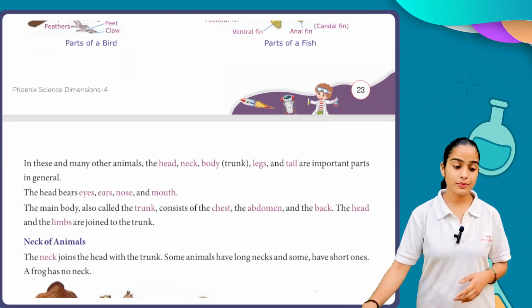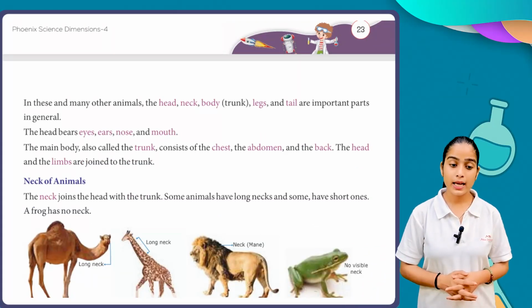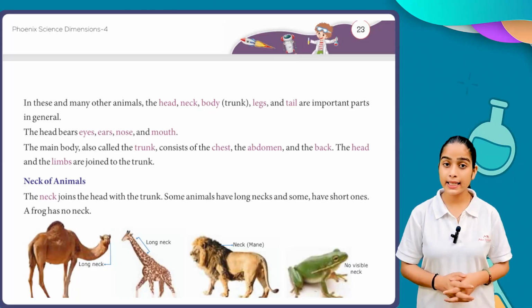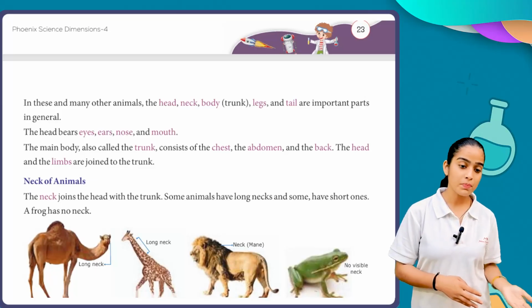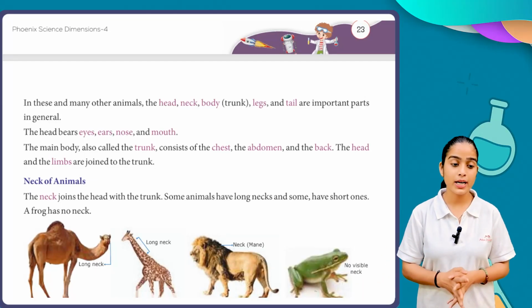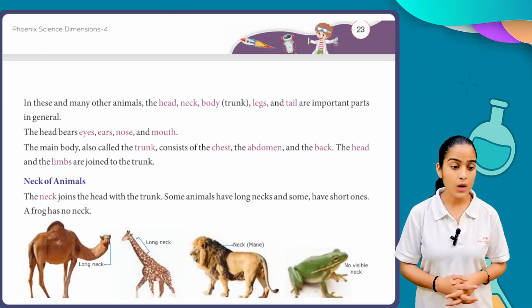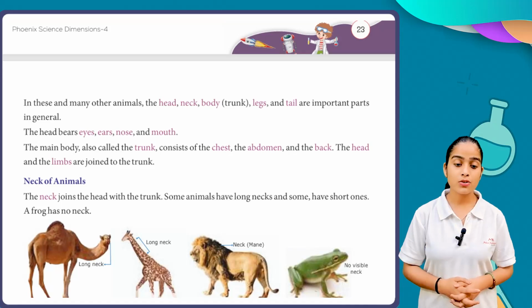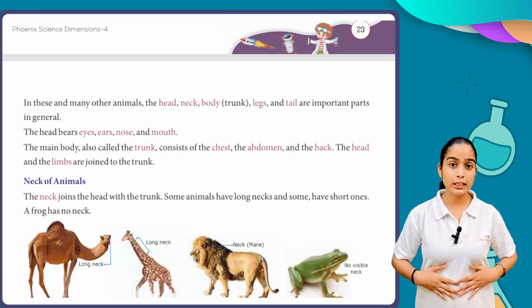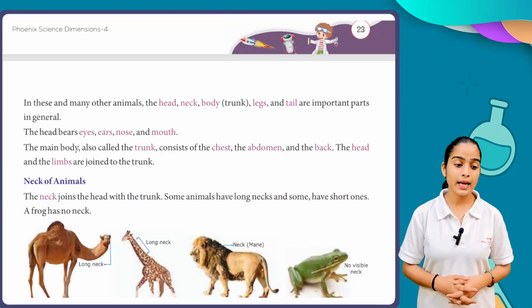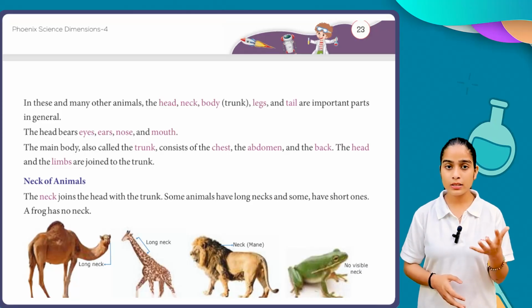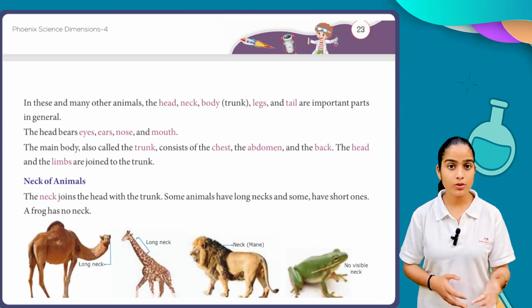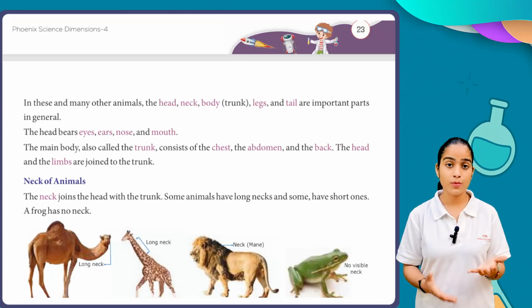Next, in these and many other animals, the head, neck, body, legs and tail are important parts in general, because without these parts they cannot move from one place to another place. They cannot eat something, right? The head bears eyes, ears, nose and mouth. The main body, also called the trunk, consists of the chest and the abdomen. Abdomen is your tummy, your stomach. And the back, the head and the limbs are joined to the trunk. So what we observe here is that these parts play a very important role, because without these parts of the body they cannot move, they cannot eat, they cannot survive.